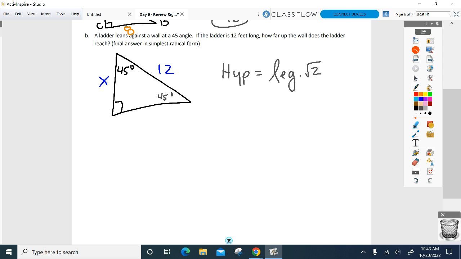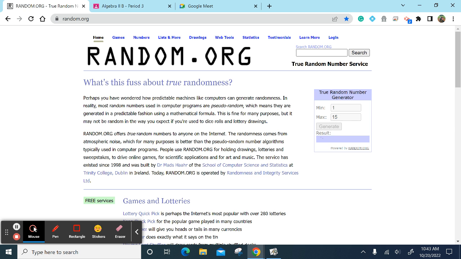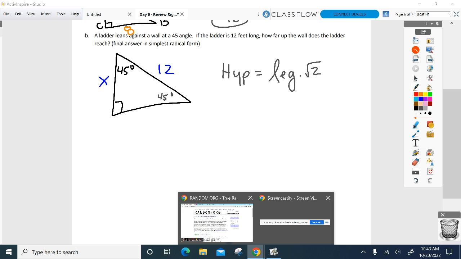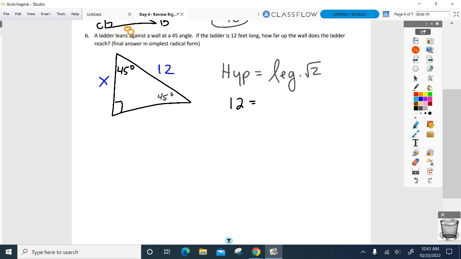Help me fill it in now. Fill in that rule for me. What's the hypotenuse? 12 equals leg x times radical 2. All right, how do I get the radical 2 out of there to solve for x? Divide, right? If it's being multiplied, undo it by division.